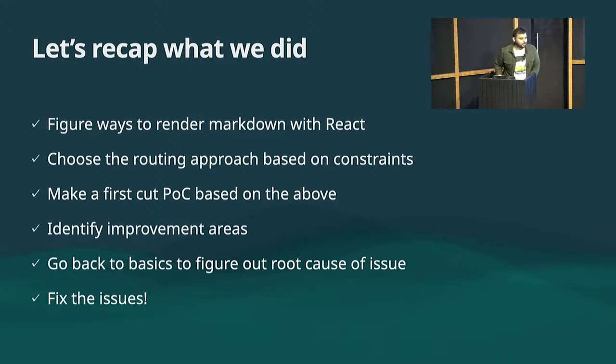Let's just quickly have a recap. For phase 1, we wanted to figure out how to render Markdown in React. This is based on our constraints that we already have plugins that are built, and we already have content which is written based on those plugins. We wanted to figure out what routing approach we should choose. Once we decided on those two, we went ahead with a POC, which miserably failed. So we had to figure out how to improve the issues. We went back to our basics, we reconsidered what we were doing, and we finally fixed the issues that we got.